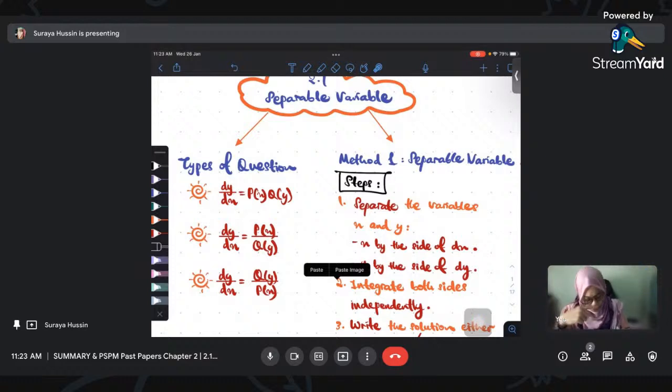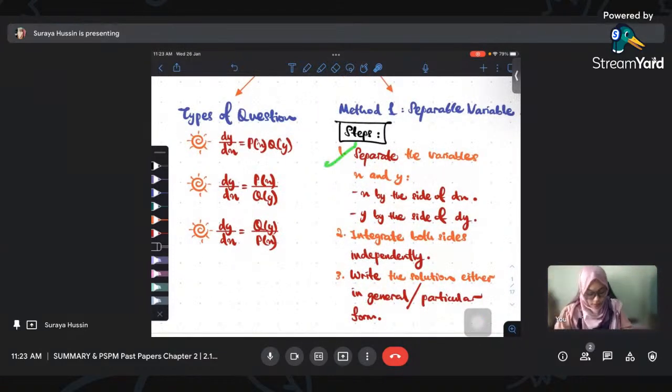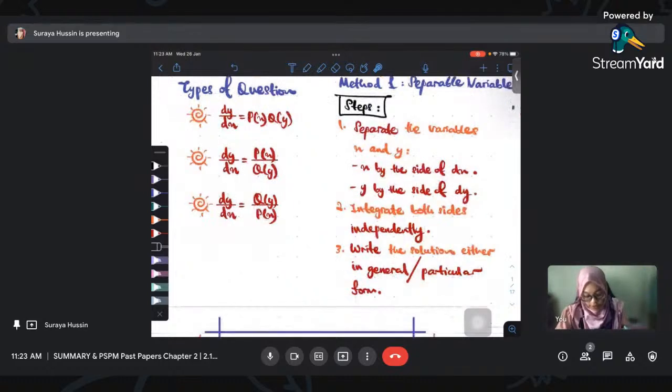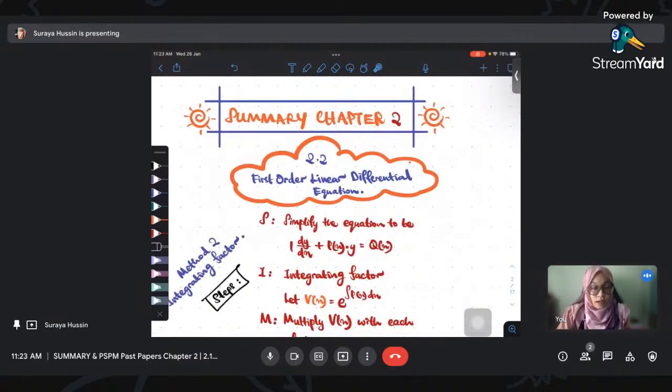Okay? Okay, first step dah settle. Second step, kita akan integrate both sides independently. And then third step, kita akan write the solution sama ada in general ataupun particular form. Just sama ada general term ataupun particular term. Okay, yang tadi tu. Let's go. I'll just go overview sahaja, okay? Nanti kita akan come back to the steps. Don't worry.